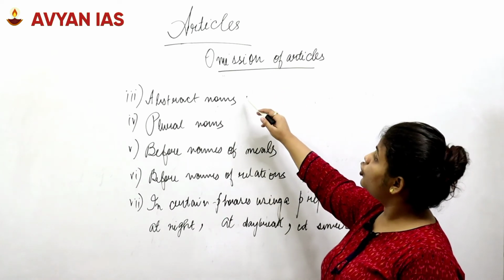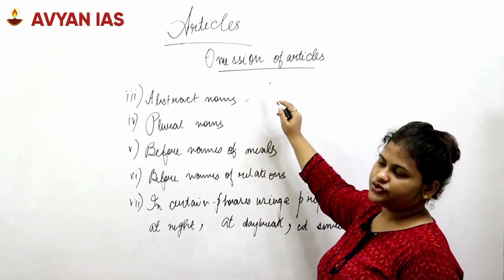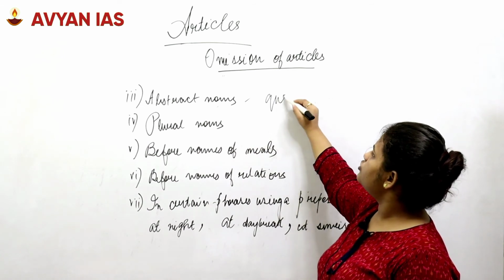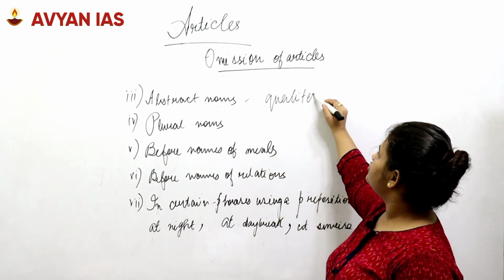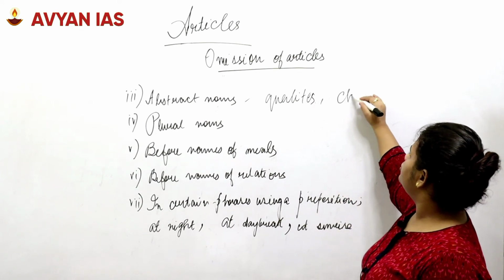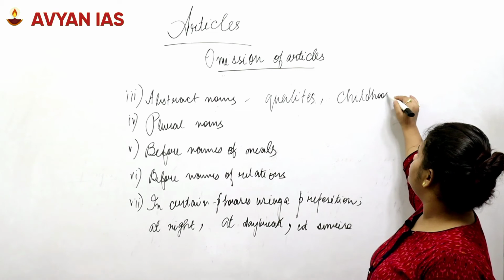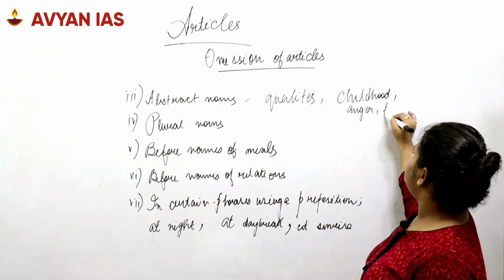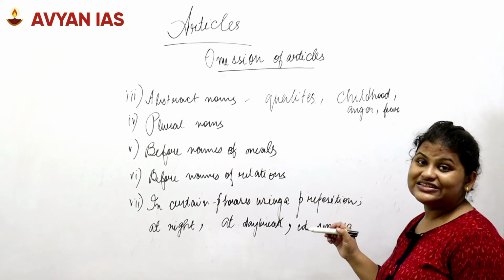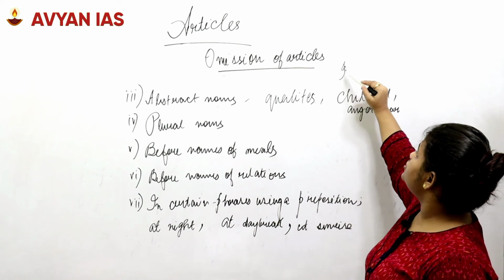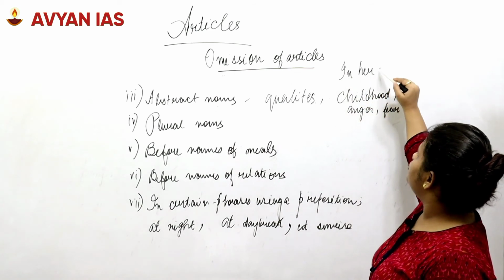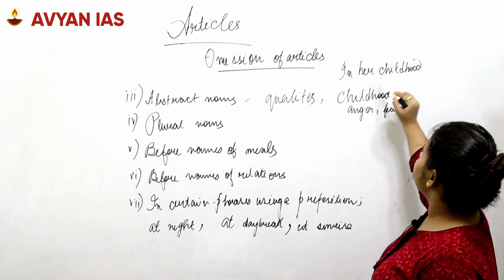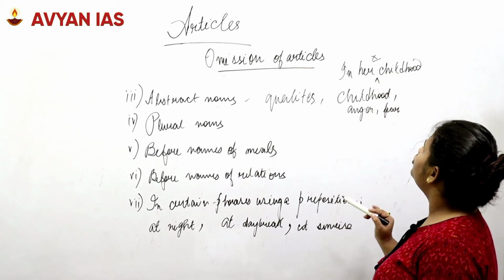Now we will come to the third case where we again do not use articles, that is abstract nouns. Abstract nouns talk about qualities. For example, childhood, anger, fear. So before we use these words, like in her childhood, we will say in her childhood. We will not use any article before childhood.